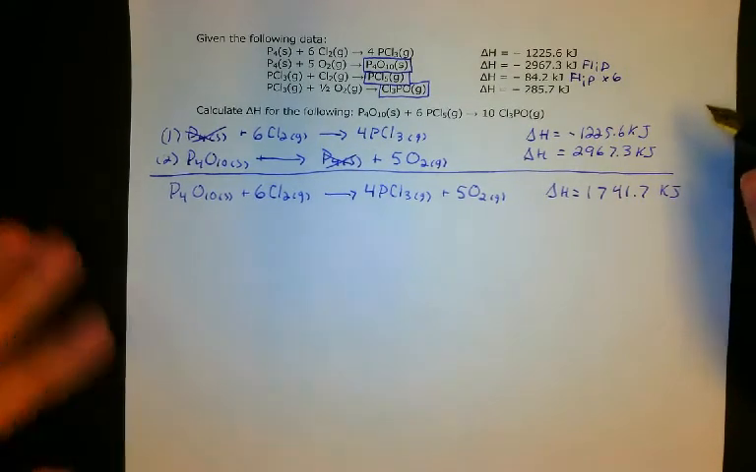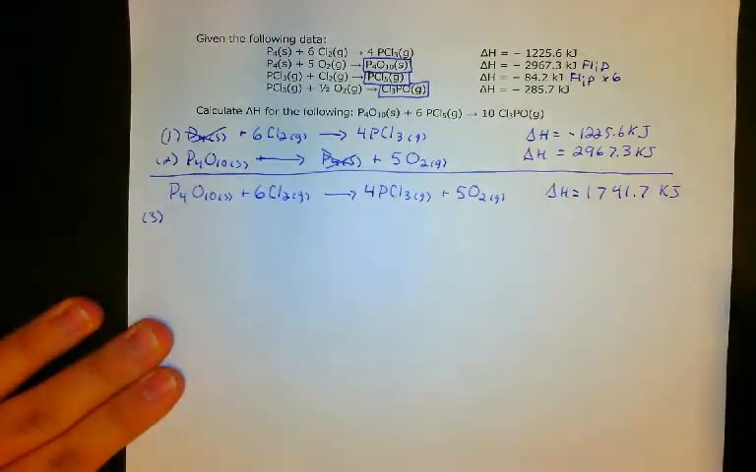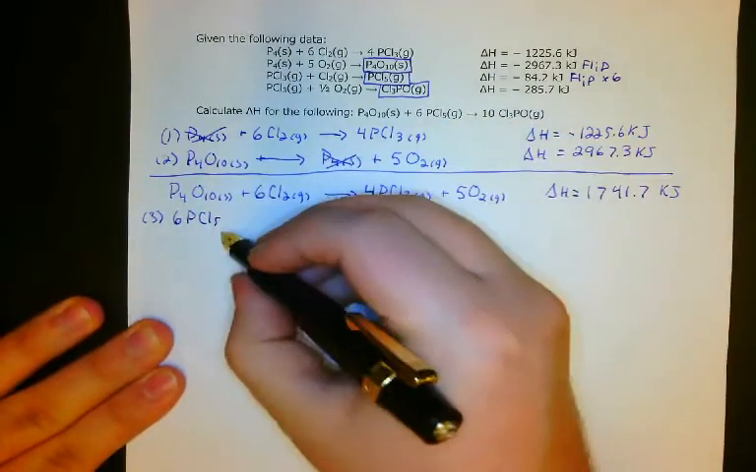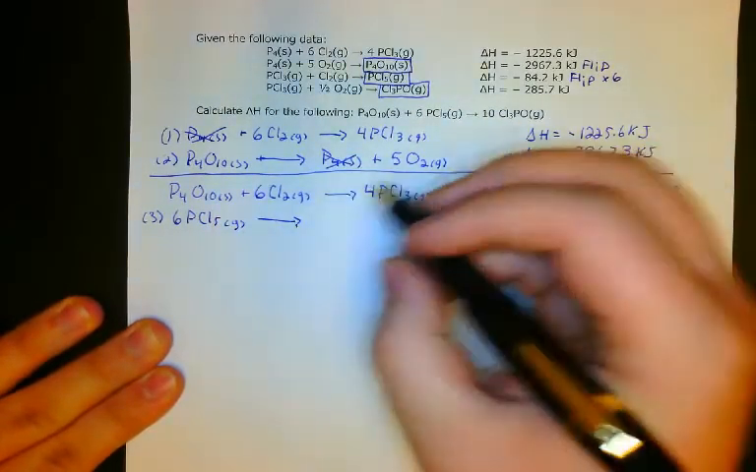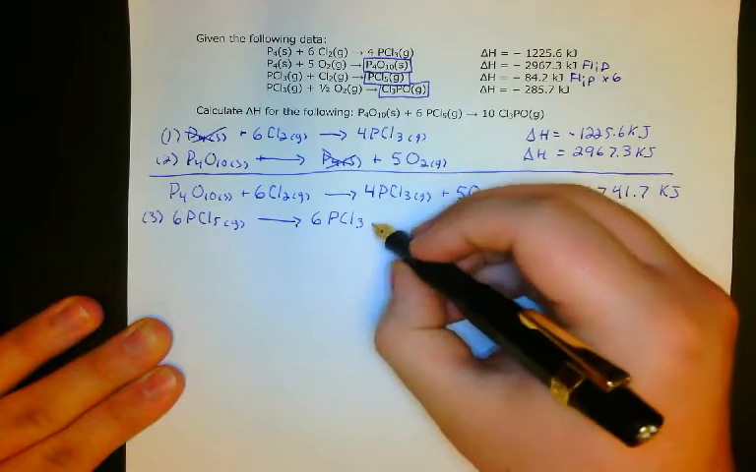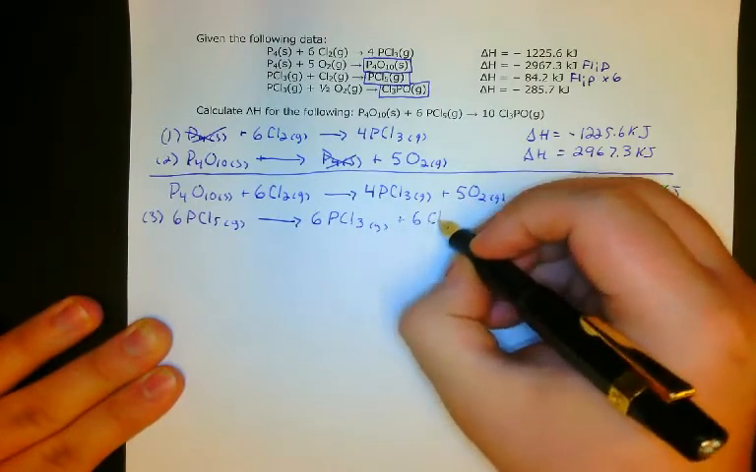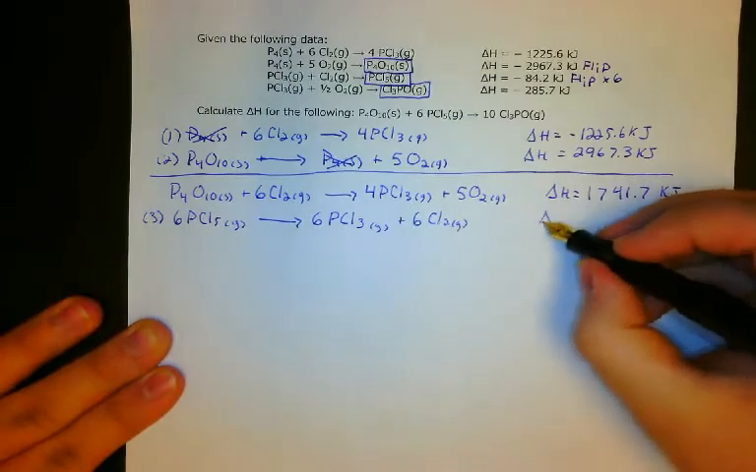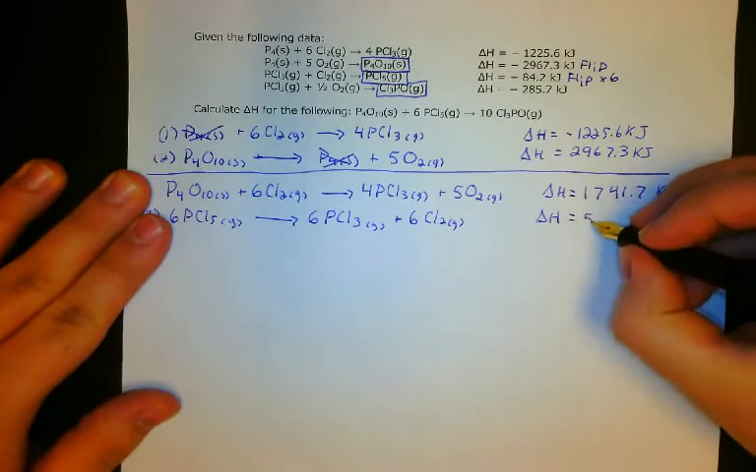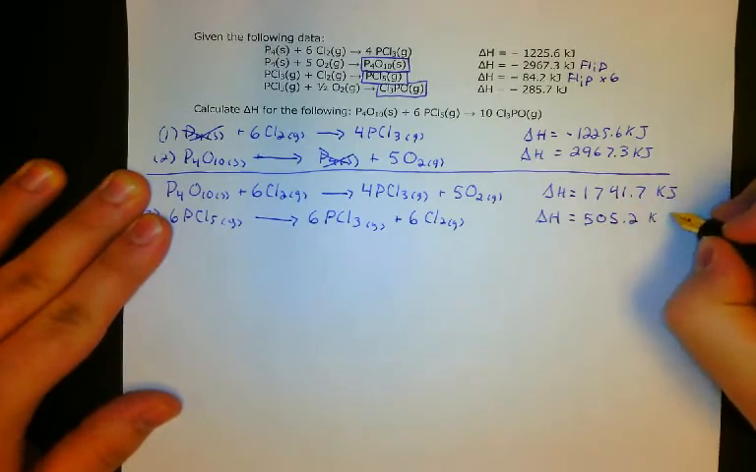So if I were to add it, it is going to be 6 PCl5, 6 PCl3, and 6 Cl2. And my change in enthalpy is going to go positive because I'm flipping my sign. So it's 84.2. And we will multiply that by 6. So it's going to be a positive 505.2 kilojoules.